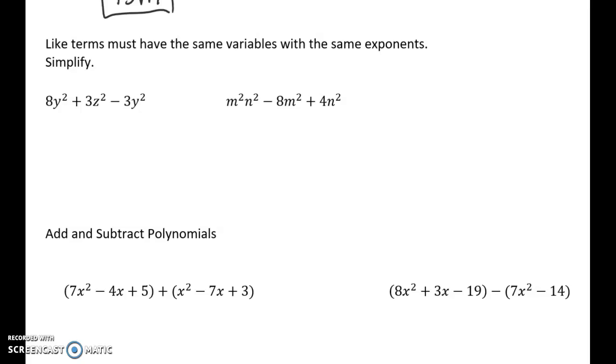And a lot of times when they give you these problems, they're going to use the word simplify. So they want you to simplify the expressions. We're not solving anything, we're just combining what we can combine.